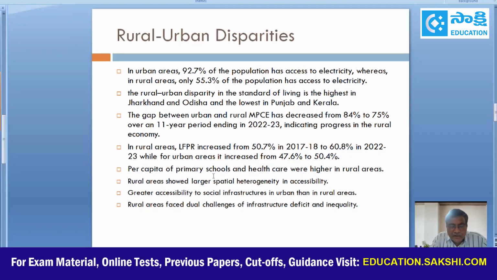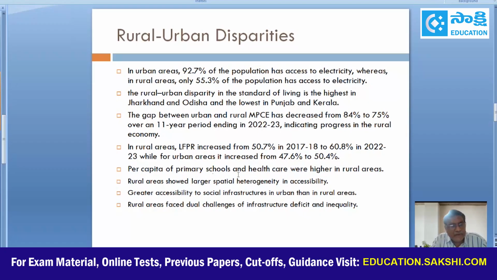It is more in rural areas than urban areas, but slightly in both rural and urban areas, the labor force participation rate has been rising in the last decade. And the per capita availability of primary schools and healthcare was higher in rural areas.